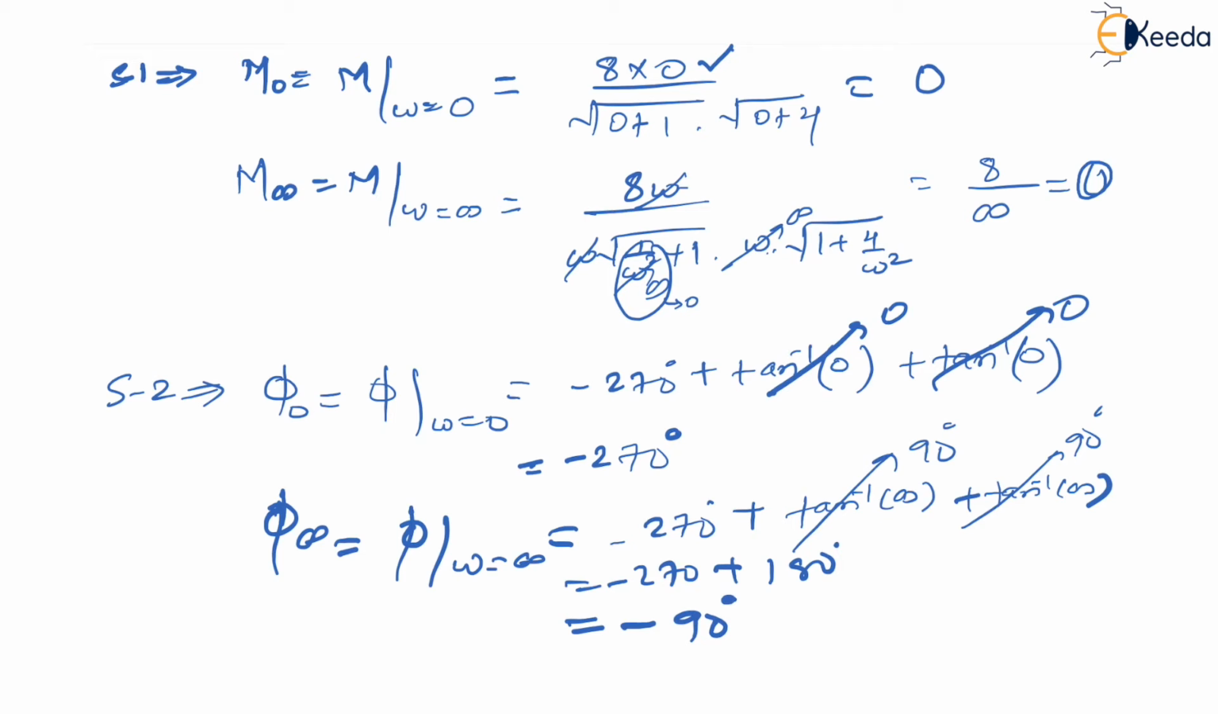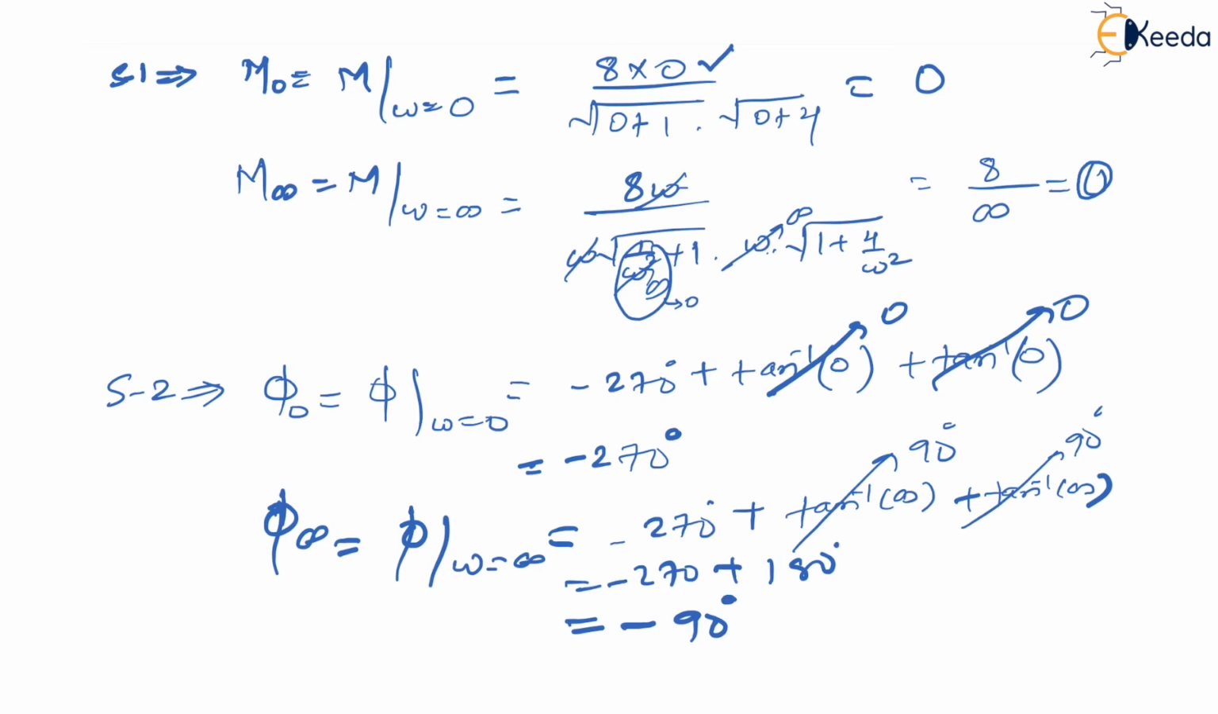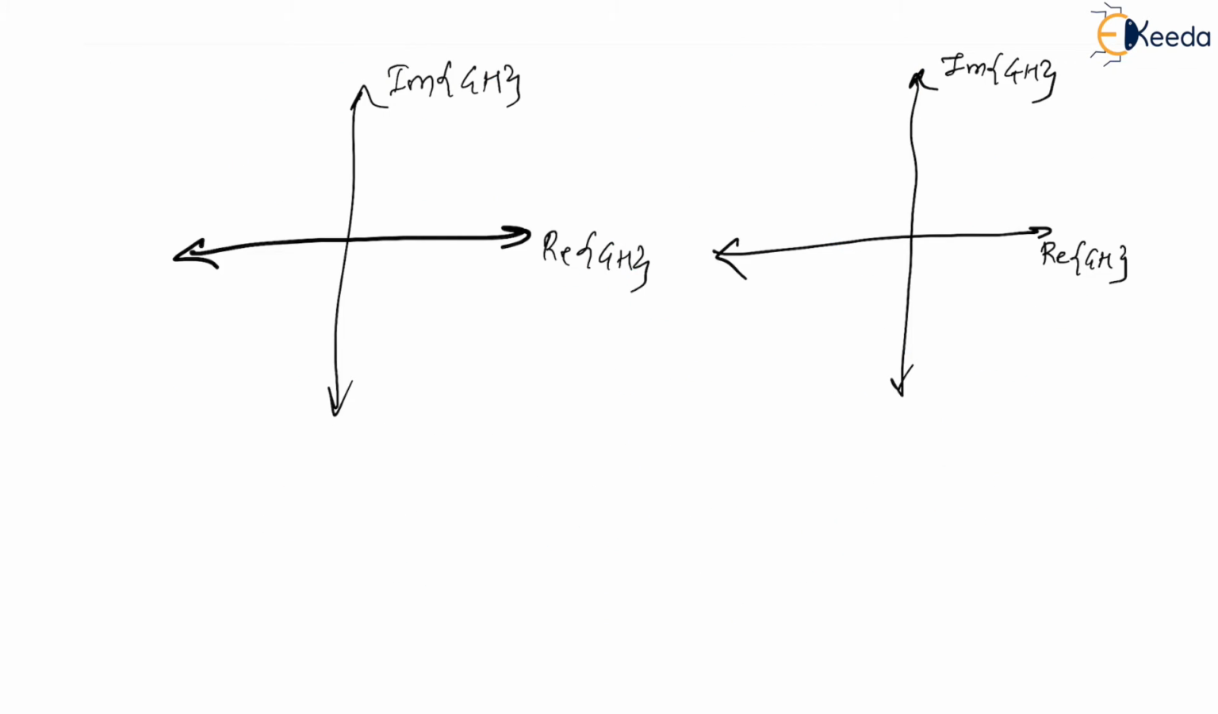Yes. So if you see, you have got m0, m infinity, phi 0, phi infinity. Now there can be two possibilities. Let us see what is happening first. At omega equal to 0, magnitude is 0. At omega equal to 0, what is the angle? Minus 270 degrees, right? So basically this is the starting point. Similarly for this one also, this is the starting point, right?